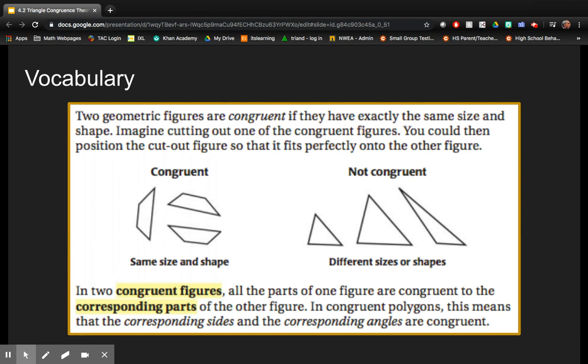In two congruent figures, all parts of one figure are congruent to the corresponding parts of the other figure. In congruent polygons, this means that the corresponding sides and the corresponding angles are congruent, meaning that all the sides will have the exact same length and all the angles will have the exact same measure.